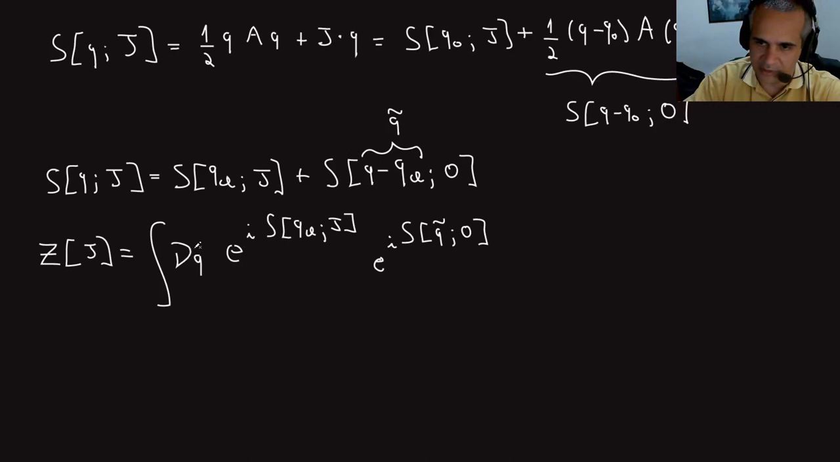Also, Q classical is just a fixed function. For the path integral, this is the same as a constant, does not depend on Q tilde, is independent of Q tilde, so this exponential can go outside the integral.